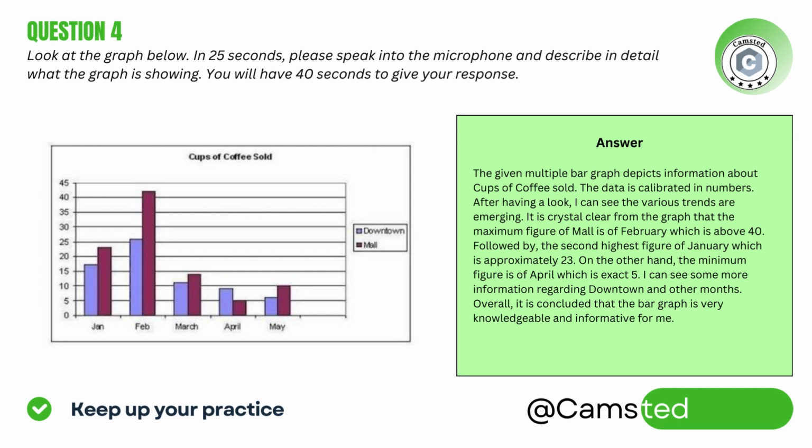The given multiple bar graph depicts information about cups of coffee sold. The data is calibrated in numbers. After having a look, I can see various trends are emerging.